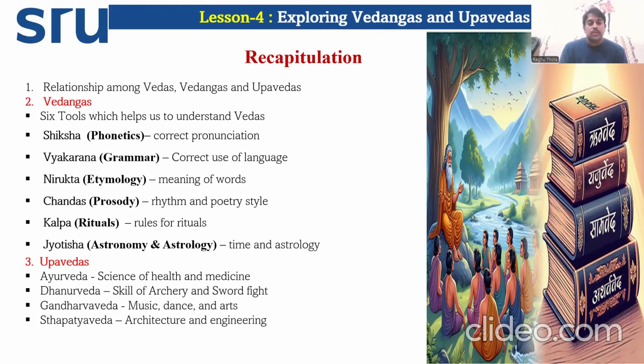And Kalpa, rituals, the rules of rituals, what kind of rituals they had followed, what kind of step-by-step analysis they had, everything has been explained. And Jyotisha, it is about astronomy and astrology. All these tools which help us to understand the information and knowledge in Vedas, they are called Vedangas. That is the relationship between Vedas and Vedangas.